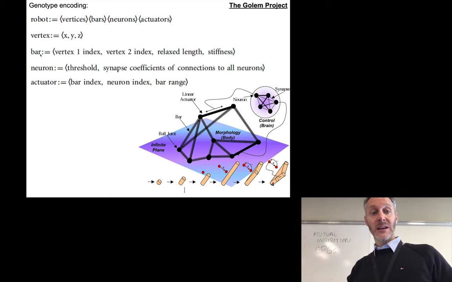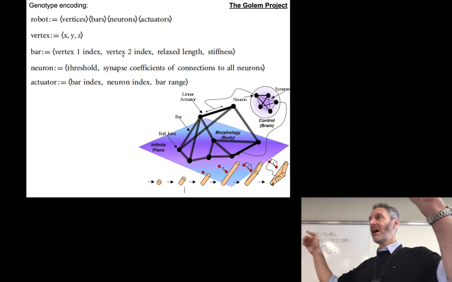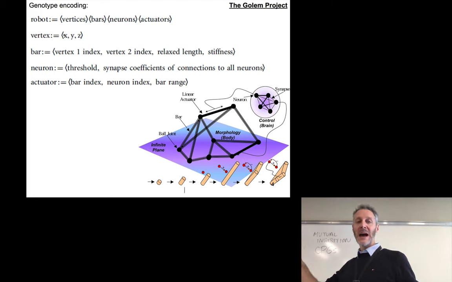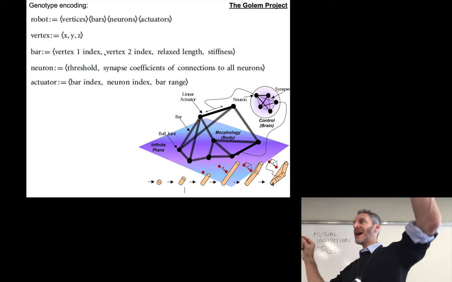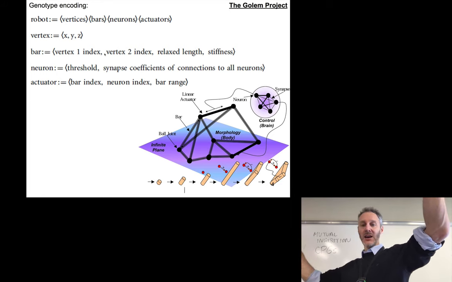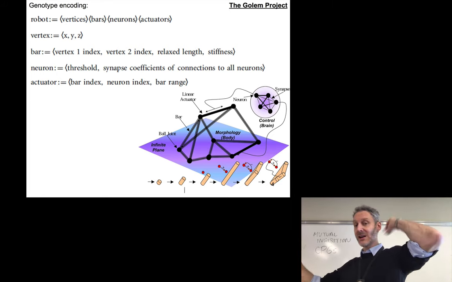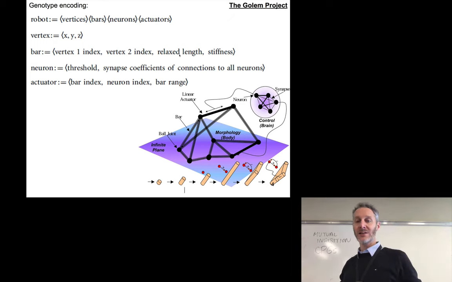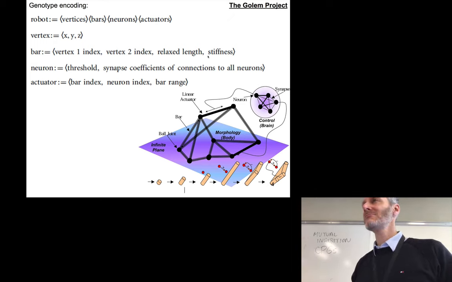The next set of lists are lists of quadruples. The first two numbers in a quadruple represent IDs that point back into the list of vertices. So this quadruple will encode a particular bar that says, I start at this vertex and I go to this vertex, or I start at this linkage and I go to this linkage. And then there is a relaxed length and stiffness. What does that mean?